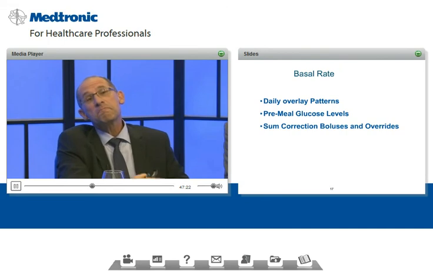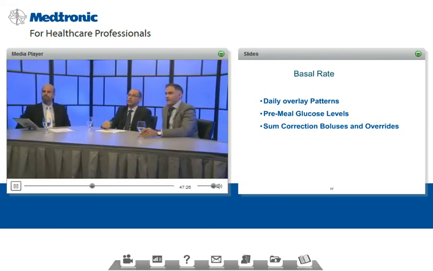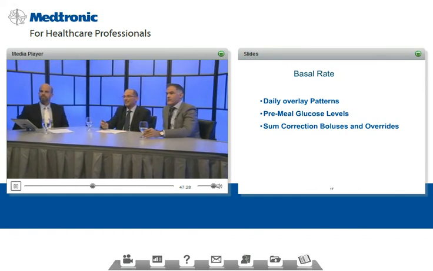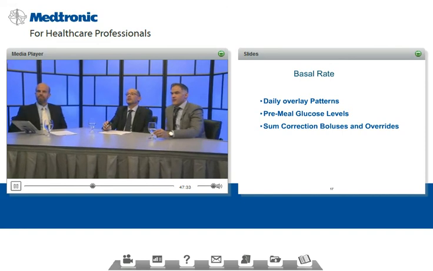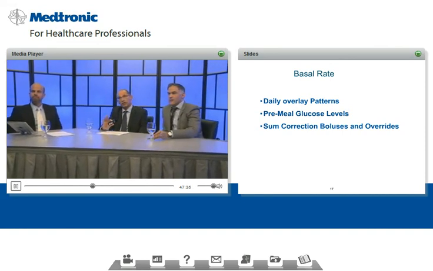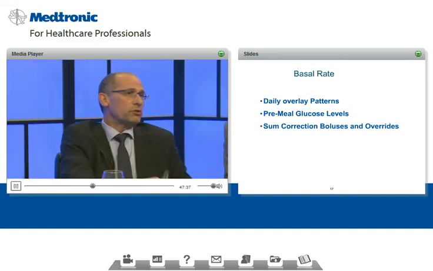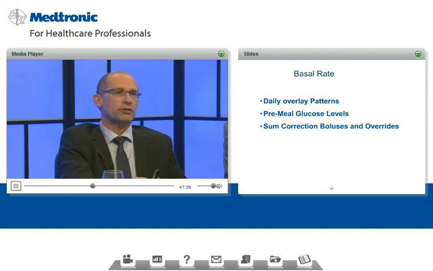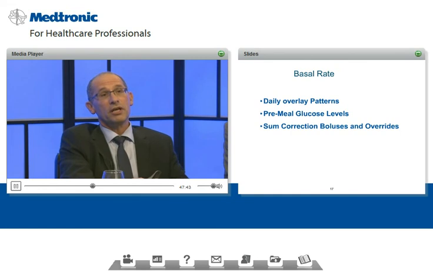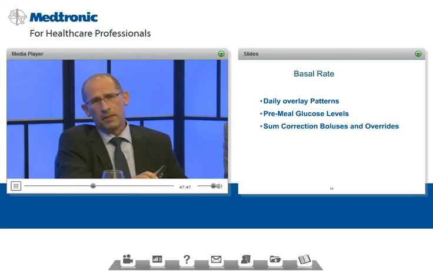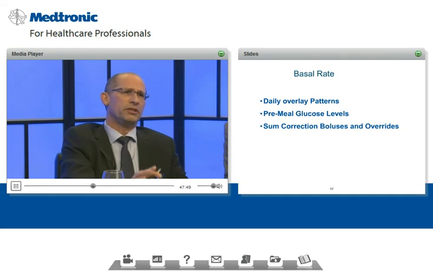How can we define the need for the basal rate to be changed or not by looking at the downloads? Well, there are several hints to know if the basal rate is accurate. One, just look at the patterns, pattern recognition. The second is to look at the pre-meal glucose levels, and the third is to see the sum of the correction boluses and the overrides. I'll just spend a few minutes on these issues.